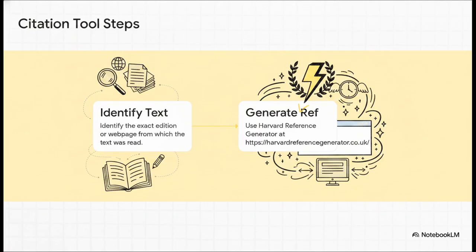You still got to do the initial legwork. You have to identify the exact edition or web page you read the text from. No tool can magically do that part for you. But once you have that info, step 2 is pure magic. You just plug that exact source material into the Harvard Reference Generator at harvardreferencegenerator.co.uk. Because you now know exactly what data the generator is asking for, you can generate the flawless Harvard poem reference instantly and just completely bypass all those tedious formatting headaches.